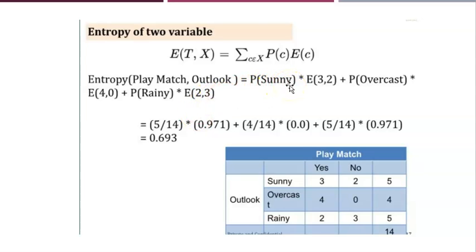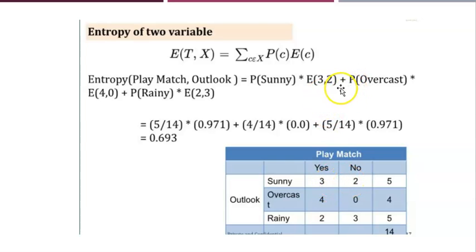Probability of sunny. How many sunny cases are there? 5 days. So 5 divided by the total number of days, 14, into entropy of 3 comma 2. This is nothing but the formula. When we calculate entropy for the target variable and an independent variable, the formula is probability of the independent variable into entropy. So that's what we are trying to do. Probability of sunny into entropy of 3 and 2.